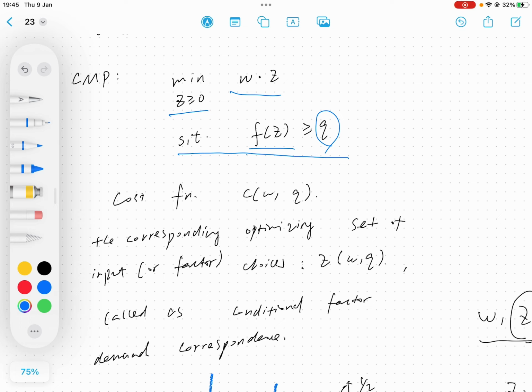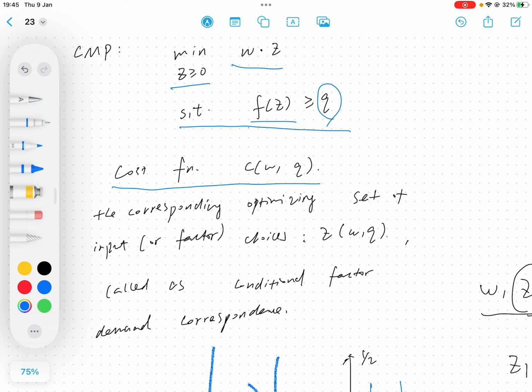After we solve this, either using the first order conditions for interior solutions or using the general version of the Kuhn-Tucker conditions, we get the solution and the value function. The value function is denoted by C, taking w and q as parameters. The corresponding optimal set of inputs is denoted by z, taking w and q as parameters. The textbook calls it the conditional factor demand correspondence, but that doesn't matter.